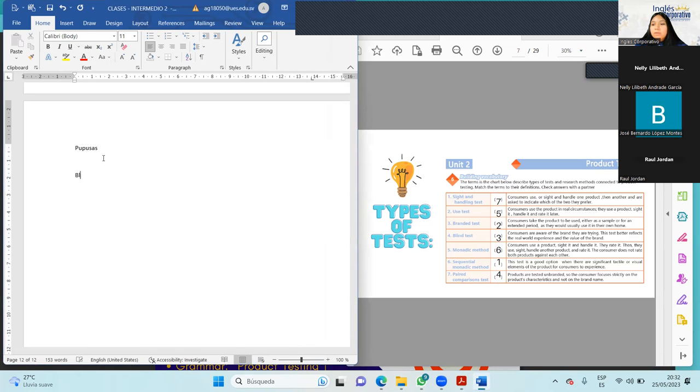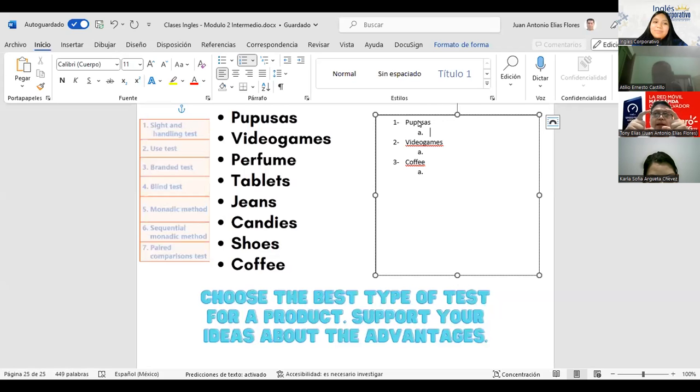You need to show and taste the pupusa. I think the way is designed and handling test, maybe. Or teacher, we can change the use test, like a proof test with a taste test, because it's a pupusa. You can make a use test. You can make a degustation test or taste testing. Yes, you can. Yes, you can switch it.